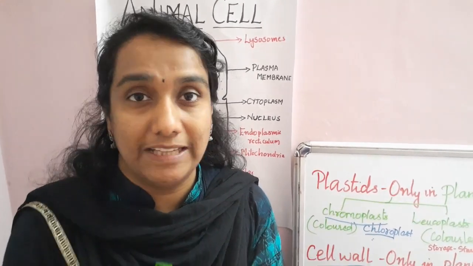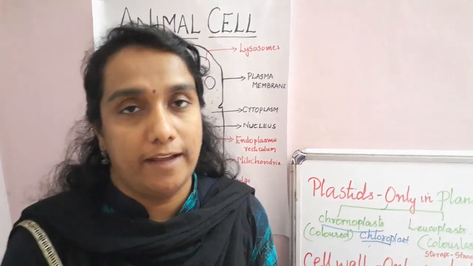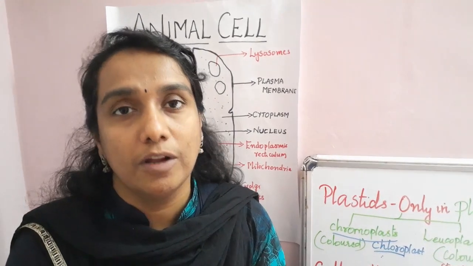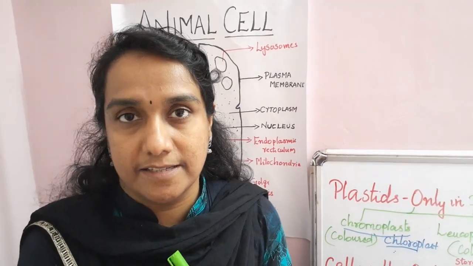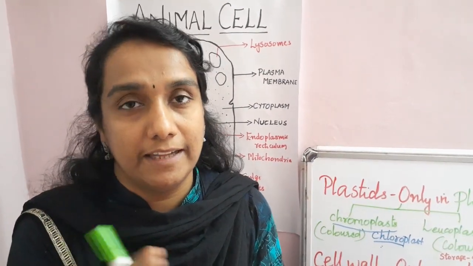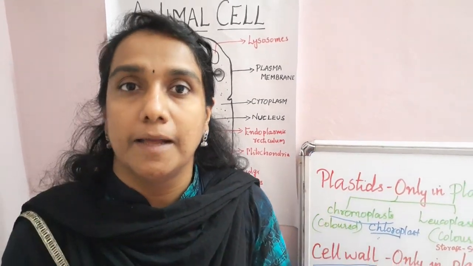Now let's go to the next cell organelles, that are vacuoles. When you compare animal cell and plant cell, in the case of plant cell we can see some large sac-like structure in the center of the cell, that is the vacuole. Actually vacuoles are storage sacs to store liquid or solid materials. In the case of animal cell, the vacuoles will be too small, but in the case of plant cell, it will be a little big.